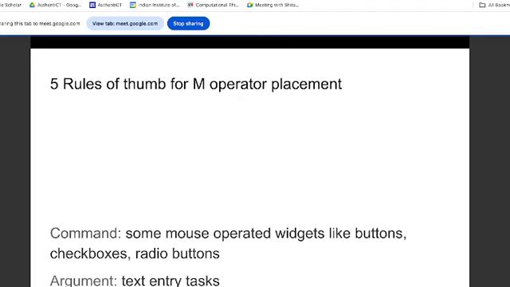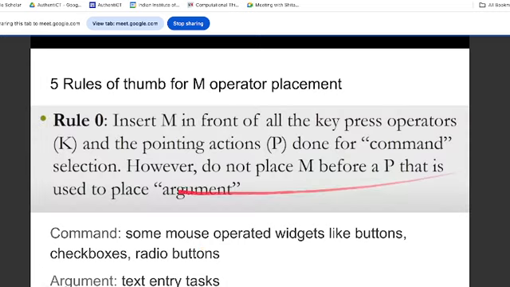So this is the K action, and this is the B action. Before any K and B action, we have to add the M. Insert M in front of all the key press operators and the pointing actions done for command selection. However, do not place M for the P that is used to place the argument.